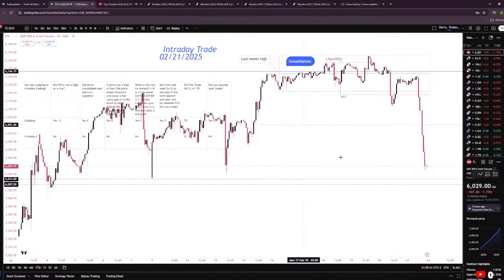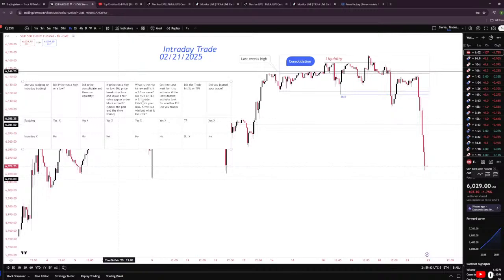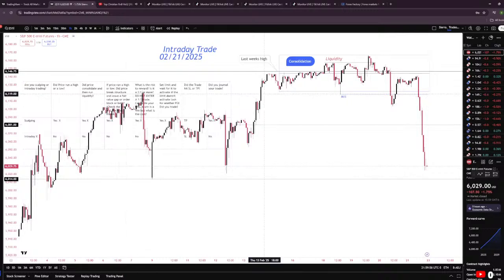All right. So did we mark that? Yes. Did price consolidate and run liquidity? Yes. Okay. If price ran a high or a low, did price break structure and leave a fair value gap or order block or both? Price ran that high, price broke structure, price left a fair value gap right here.